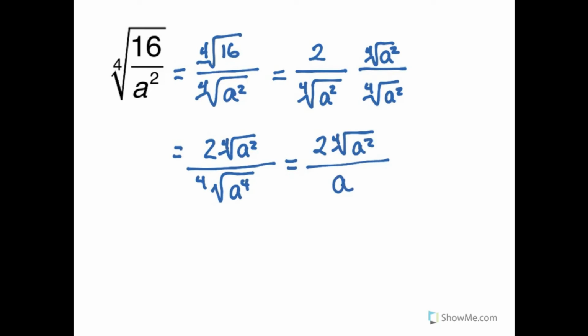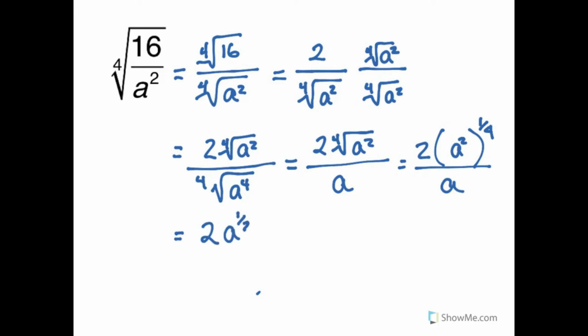over a. Now you might want to stop there, but the fourth root of a squared can be simplified if you think of that fourth root as a 1/4 power. I have 2 times the 1/4 power of a squared over a. And so that gives me 2 times a to the 1/2 power, because 2 times 1/4 is 2/4, or 1/2, over a, and that's 2 times the square root of a over a.